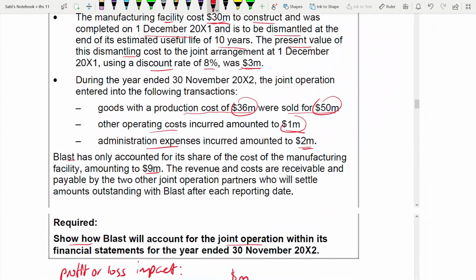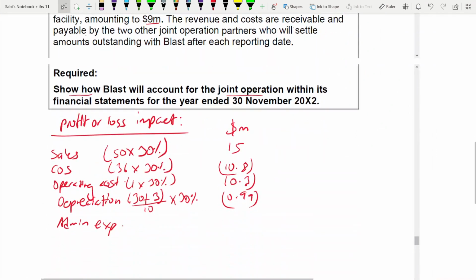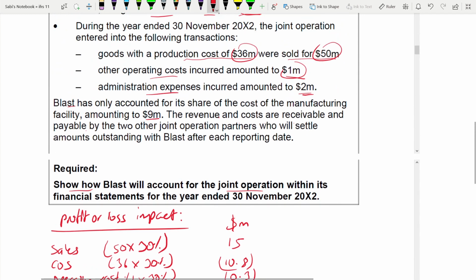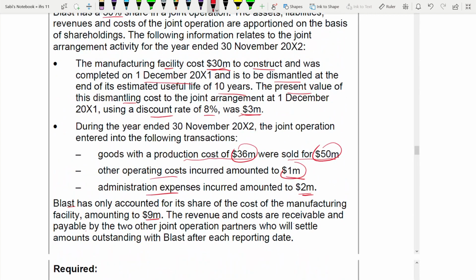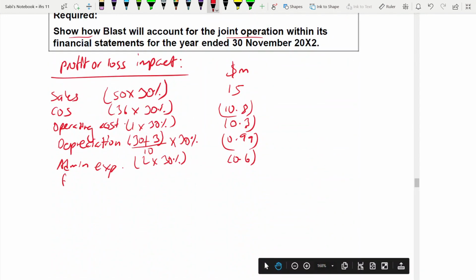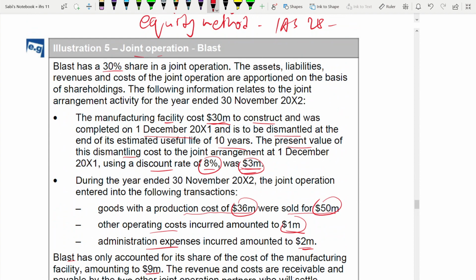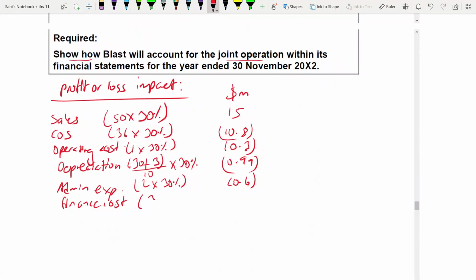Admin expenses is 2 million. So 2 into 30%, which is 0.6. Next, remember, you have to unwind the discount. You have been given the discount rate. It's known as unwinding the discount. When you unwind the discount, what you have to write here is finance cost. It goes as a finance cost. How much is the dismantling cost here? 3 million, and 8% is the discount rate. So 3 into 8% into 30%.